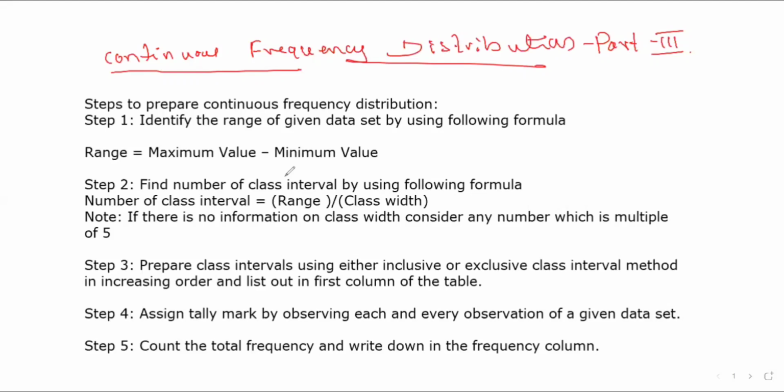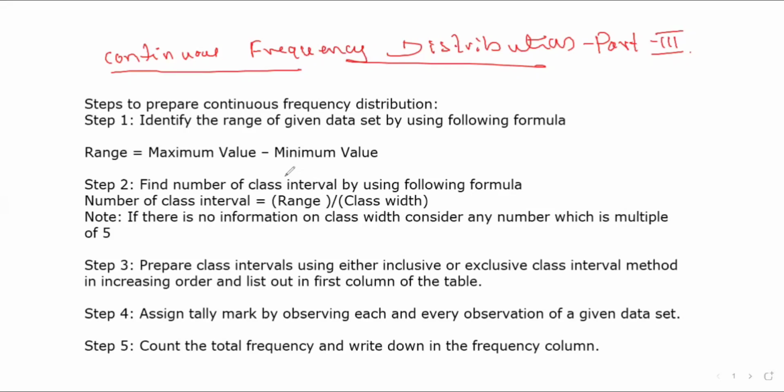In part two, we discussed types of class intervals, such as inclusive class interval, in which the upper limit of a class interval is not the same as the lower limit of the next. Then exclusive class interval, in which the upper limit and the lower limit of the next class interval are both the same. Then open end class interval, in which there is no specific information on either the first class interval or the last class interval, sometimes both.